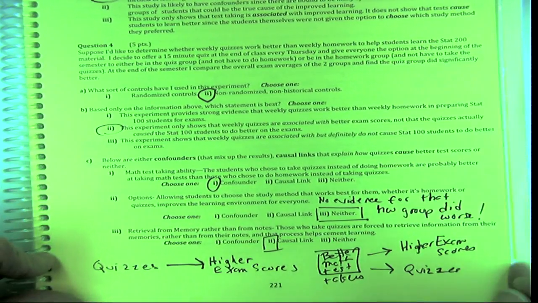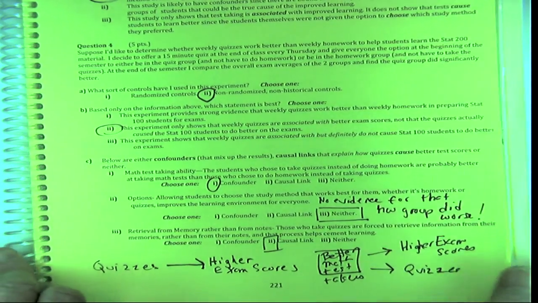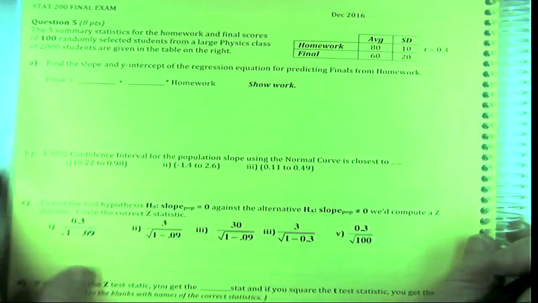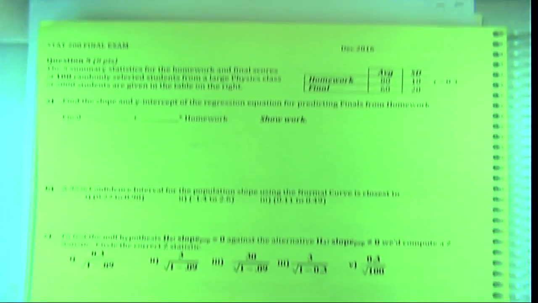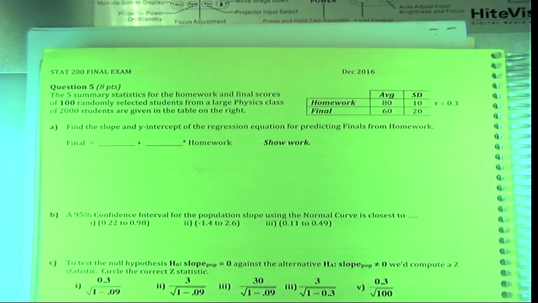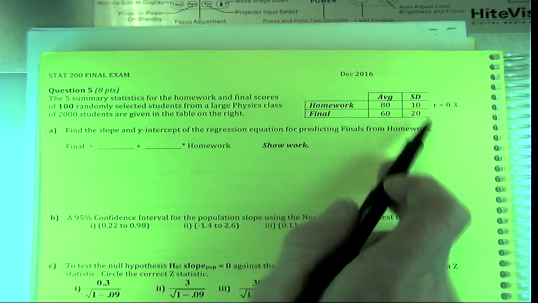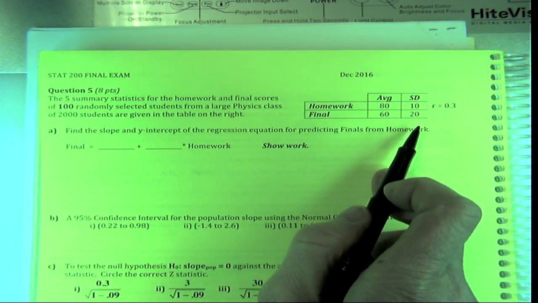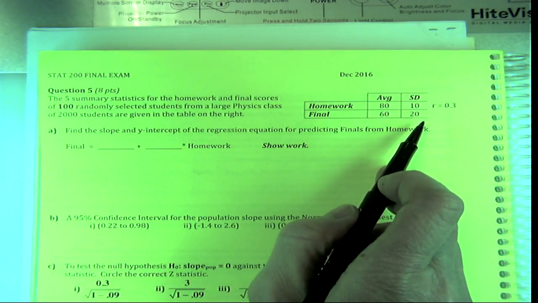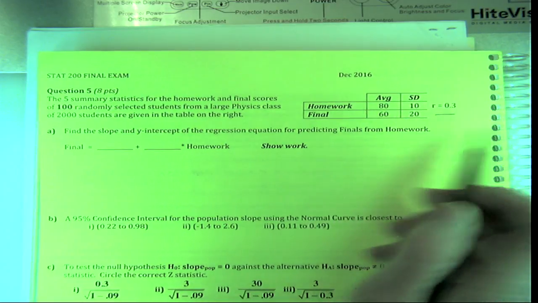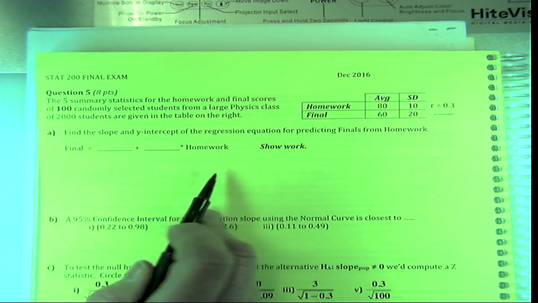Okay, so that's pretty much that. Any questions on that? Okay, that was pretty straightforward. So now we're on the next one. This is just very simple. You're given these 5 summary statistics, the averages and the standard deviations for homework and final, and a correlation coefficient, and asked to find the slope and the intercept here.